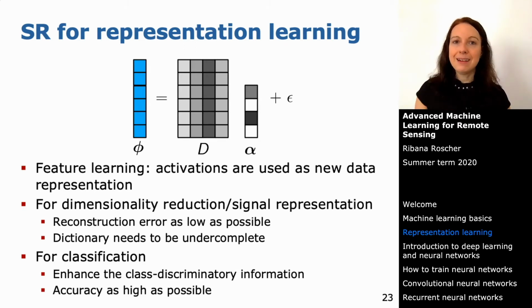If you think about classification, you have other goals for your representation. You want to enhance the class discriminatory information, because you want your data to behave in a way that it's easy for you to distinguish between the classes. So you have a look at the classification accuracy in the end, and you want a representation to reach a high classification accuracy. That's why you should always think about the task you want to solve when you choose the representation of your data.